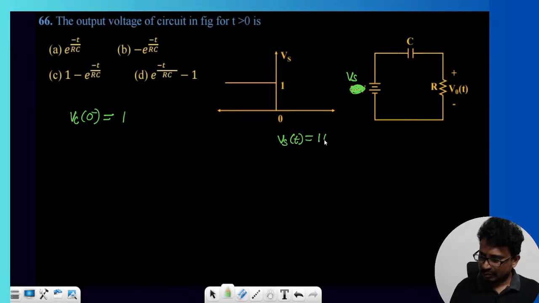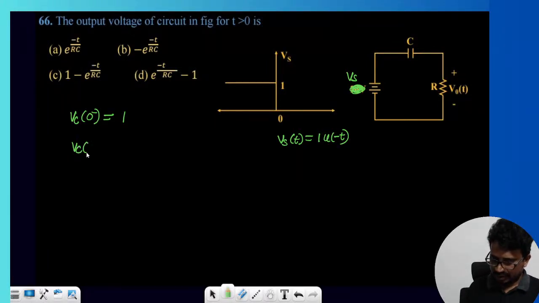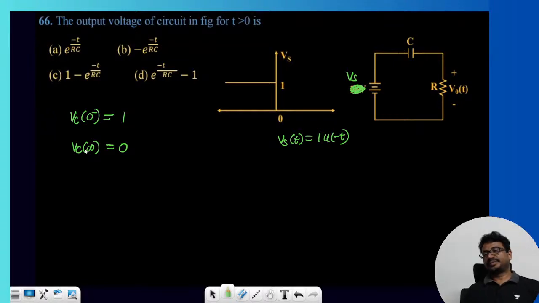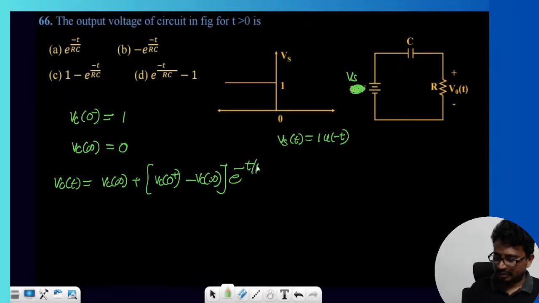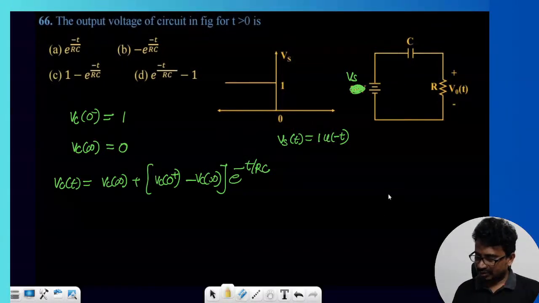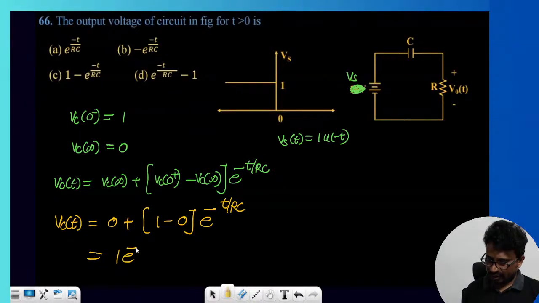This is 1 into u of minus t. And Vc of infinity is equal to 0. Now Vc of t equals Vc of infinity, the final value, plus initial value minus final value, into e power minus t by tau. Tau equals RC. Now simplify. Vc of t comes to be the final value 0 plus initial value 1 minus 0, into e power minus t by RC. This comes to 1 into e power minus t by RC. This is Vc of t.